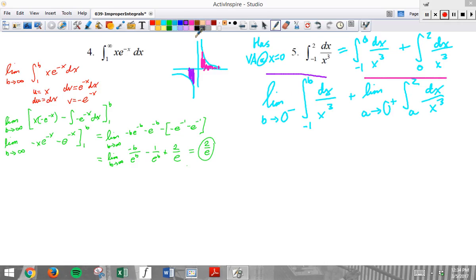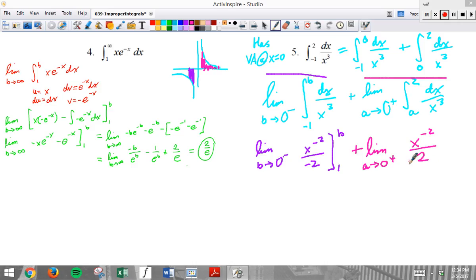So both of these integrals have the same inside. And both will be like this. X to the negative 3, x to the negative 2 over negative 2 from 1 to b, plus x to the negative 2 over negative 2 from a to 2. Okay? I'm sorry, that should be a negative 1. Okay?